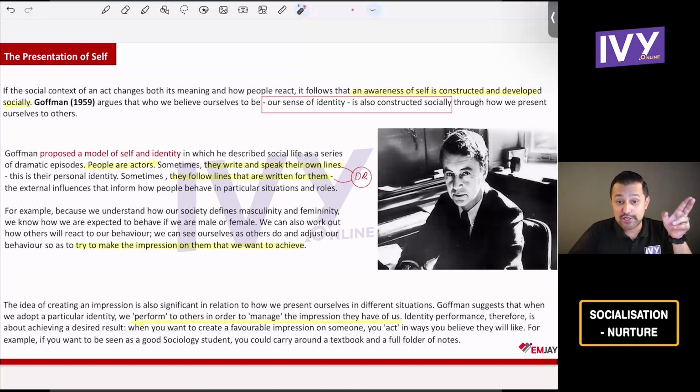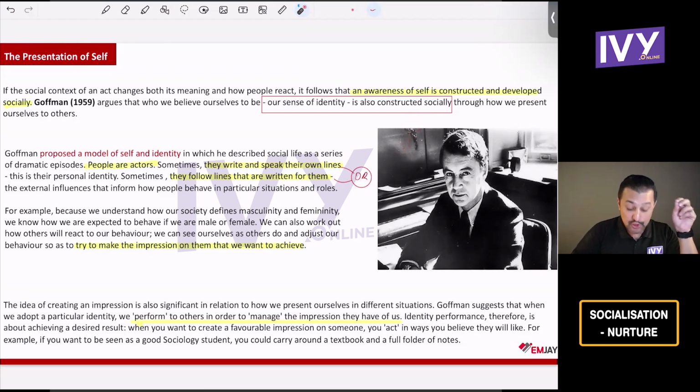So, if the social context of an act changes both its meaning and how people react, it follows that an awareness of self is constructed and developed socially. Goffman in 1959 argued that who we believe ourselves to be, that is a sense of identity, is also constructed socially. Or in other words, what we think of ourselves, or what our sense of identity is, according to Goffman, is constructed by society through how we present ourselves to others.